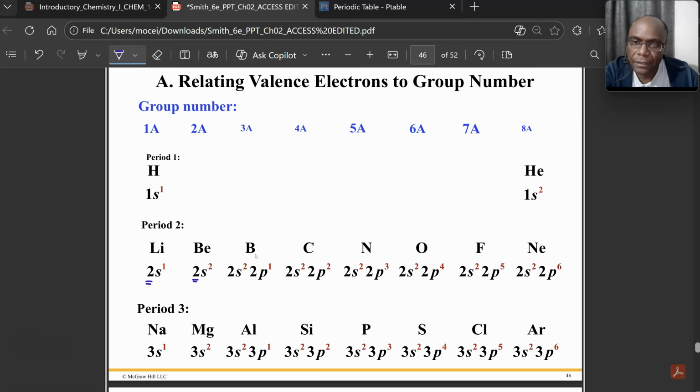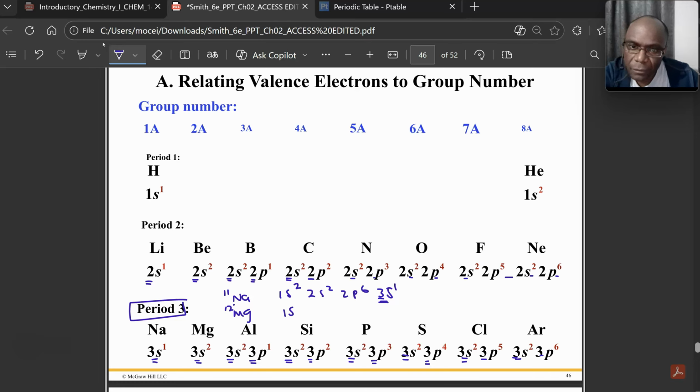The second period has elements with their outermost shell as 2. The third period has the electronic configuration of these elements having their outermost shell as 3. How do I know? Let me take an example of sodium and magnesium. Magnesium I believe is 12, sodium is 11. Sodium is 1s2, 2s2, 2p6, 3s1. Notice the 3. That tells you the period where it's found. Magnesium will be 1s2, 2s2, 2p6, 3s2.